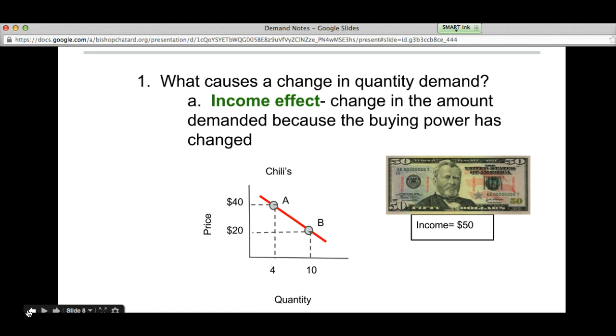Okay, I can go one time, if the price is $40, I can go one time to Chili's, and then I have $10 left over to go spend on something else. So let's say I go buy a $10 item. For my $50, I got 2 things, Chili's and the $10 item, that's it.